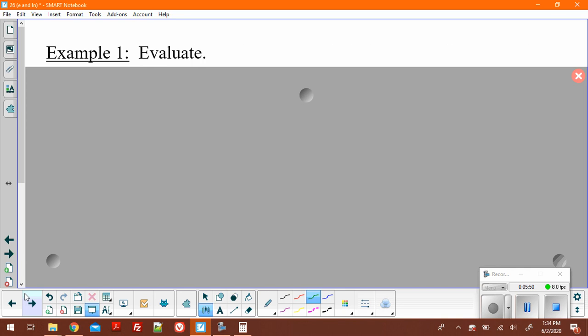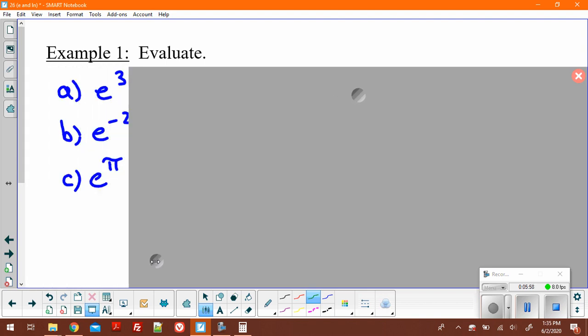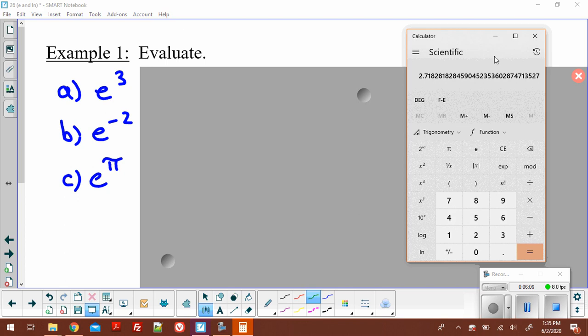Okay, so for the first example, I'd invite you to pull out your calculator and just follow along to make sure you can get it to work. We're just going to go through some computational stuff here. So here's the first three: I've got e to the 3, e to the negative 2, e to the power of pi.